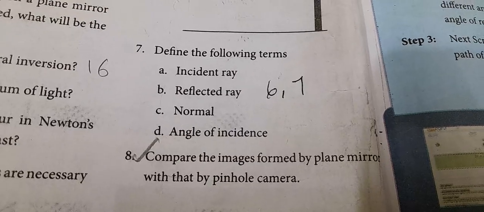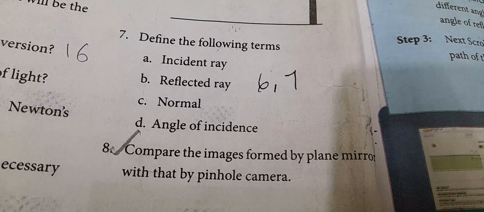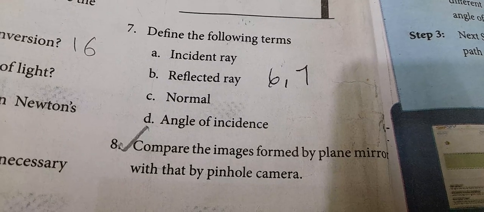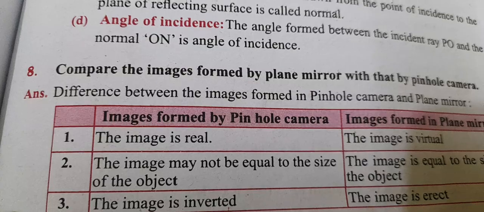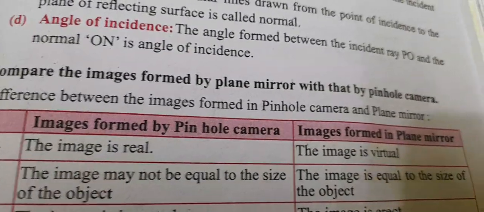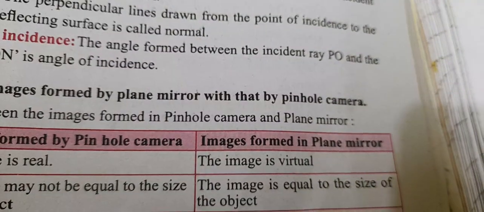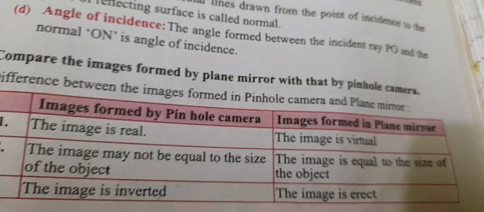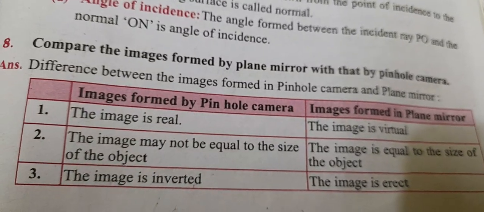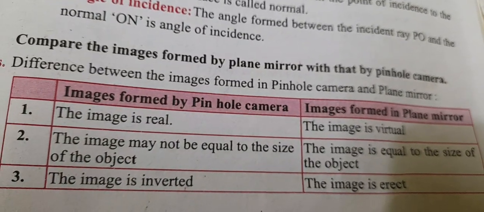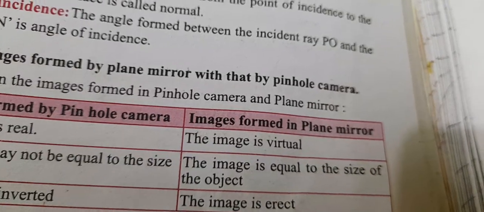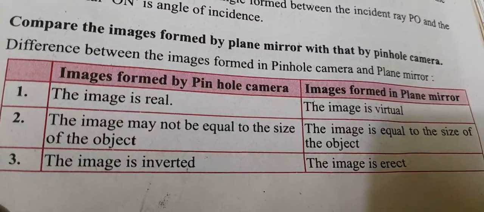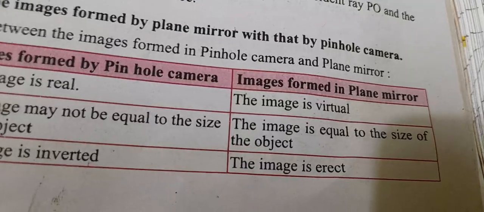At the eighth question: compare the images formed by a plane mirror with those formed by a pinhole camera. Image formed by a pinhole camera: the image is real. Image formed in a plane mirror: the image is virtual. In a pinhole camera, the image may not be equal to the size of the object. In a plane mirror, the image is equal to the size of the object. The image is inverted in a pinhole camera. The image is erect in a plane mirror.